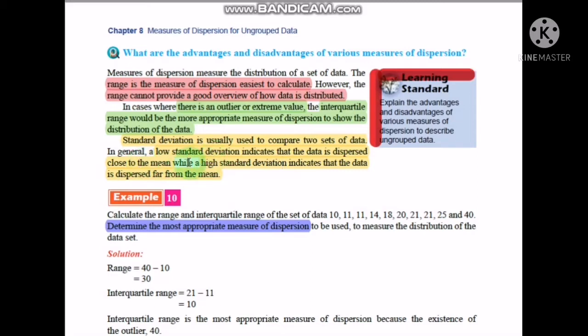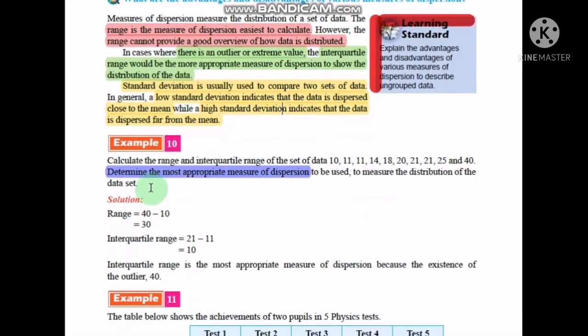And if the standard deviation is high, it indicates that the data is dispersed far from the mean. So what does it mean by dispersed far from the mean? It means that it is not accurate and it is not consistent. Okay, remember that one. Okay, so let's look at example 10 here.